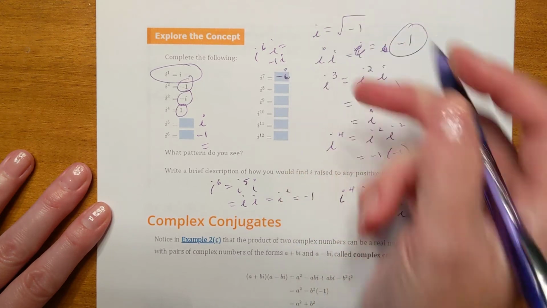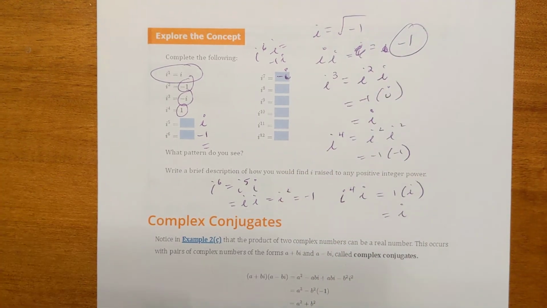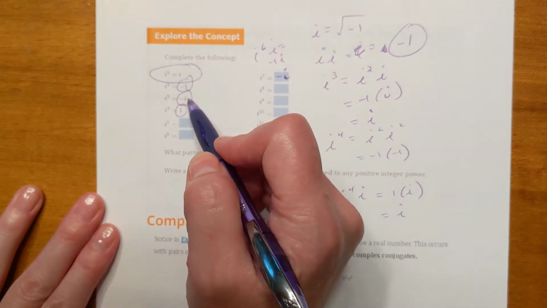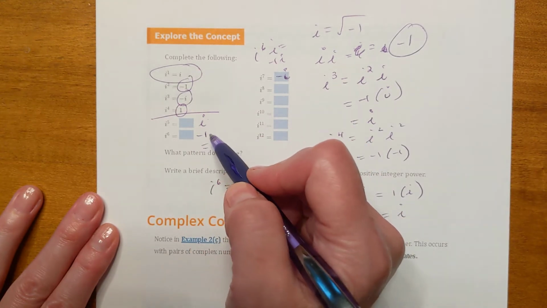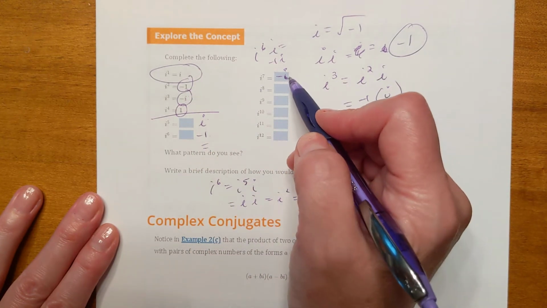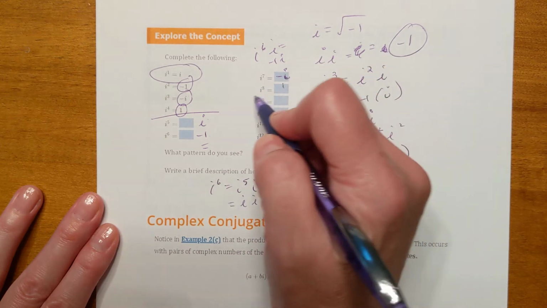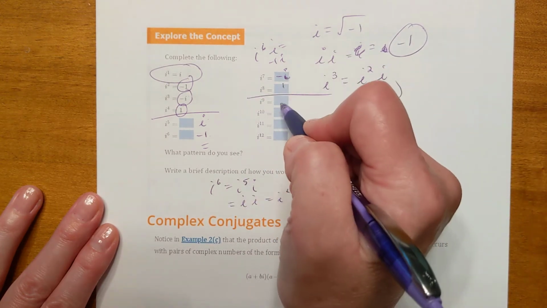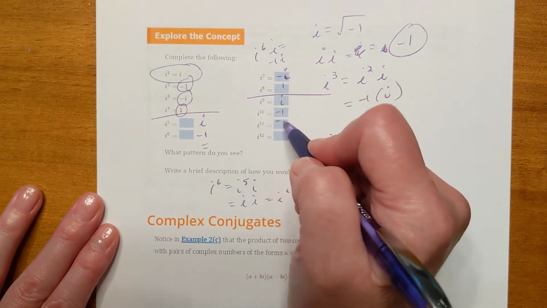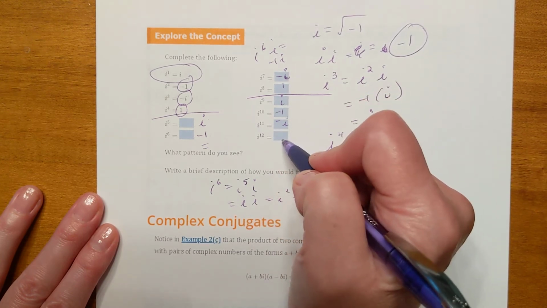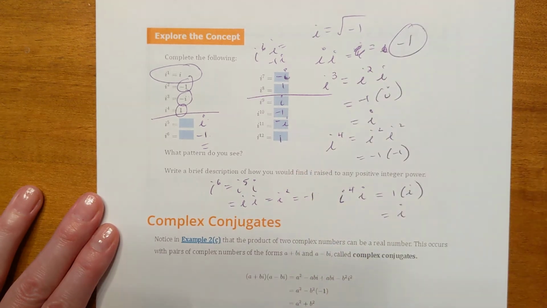And about now, everyone usually says, whoa, wait a minute. It's repeating over and over again. Yes, it is. It just keeps repeating. So it went i, negative 1, negative i, 1, and then it repeated back to i, negative 1, negative i, and then 1. And then it repeats again. So it repeats every 4.